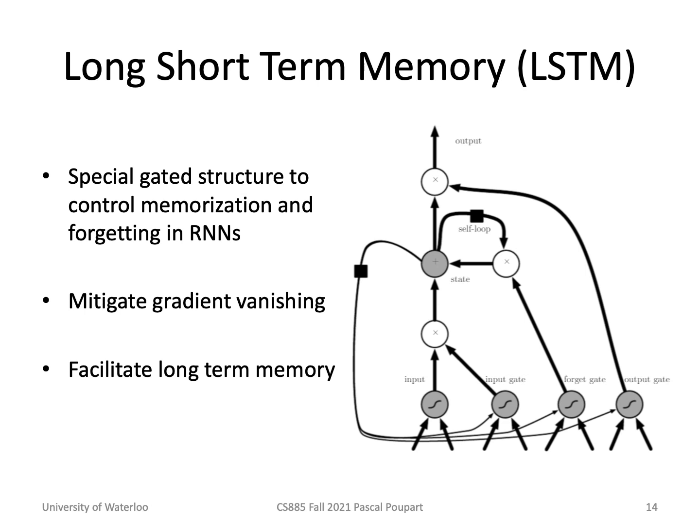We can tackle those issues by considering a special class of recurrent neural networks known as long short-term memory networks, or LSTM networks. These networks are special in the sense that they have a gated structure, and this gated structure will help to control memorization and also forgetting in recurrent neural networks. This in turn will help to mitigate the gradient vanishing problem and also to facilitate long-term memory, or at least improve the length of the memory that the network can effectively work with.